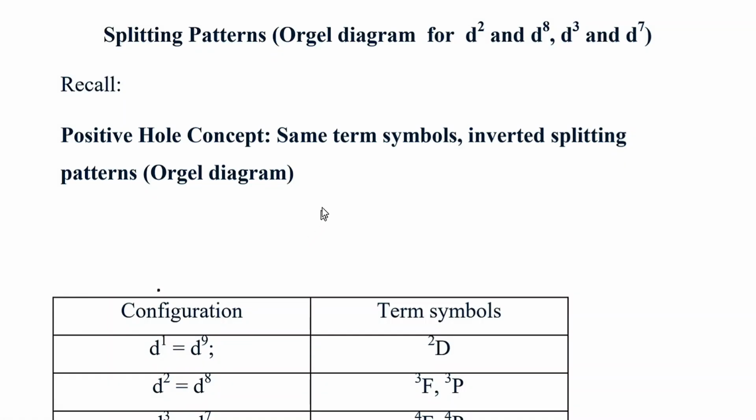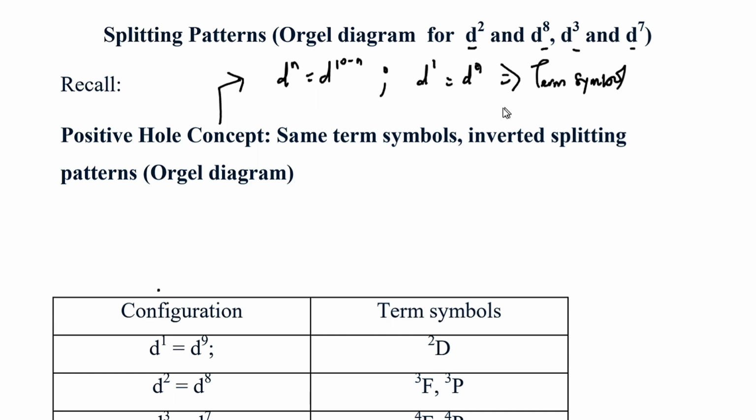So now let's talk about the splitting pattern in D2, D8, D3, and D7. Recall from the positive O concept that Dn equals D10 minus n, and we've been able to see that D1 equals D9. They have the same term symbol and inverted splitting pattern, right?